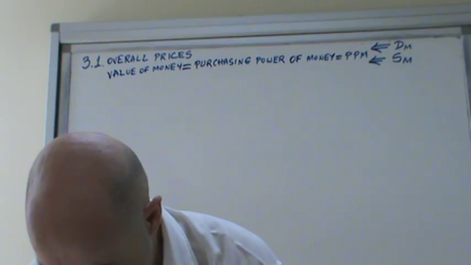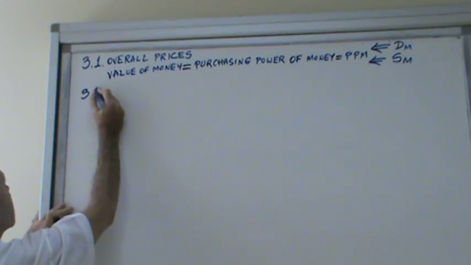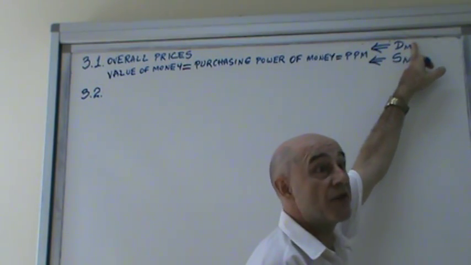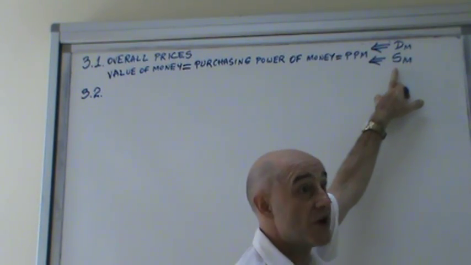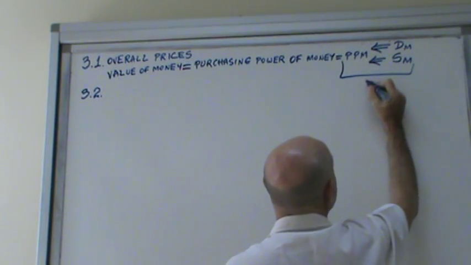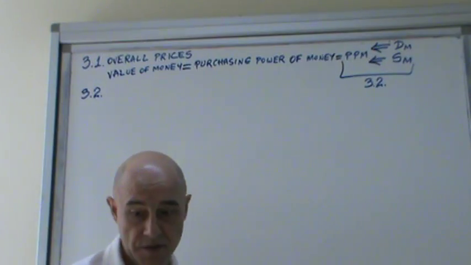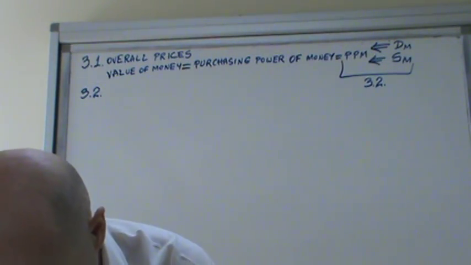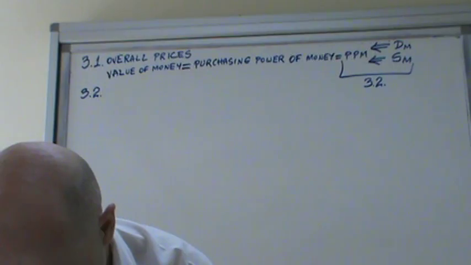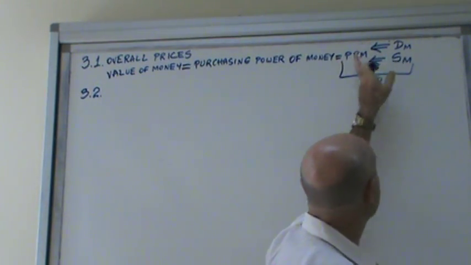Let's see what else we have. So, again, section number 2. Prices change because demand for money changes or because supply of money changes. So, that's section number 3.2. Purchasing power of money depends on demand and supply. Okay. And next, again, shift in demand and shift in supply will change this.